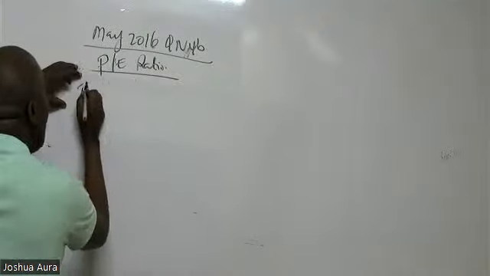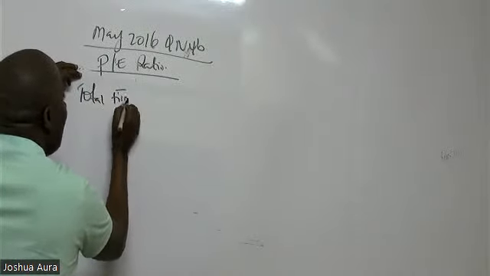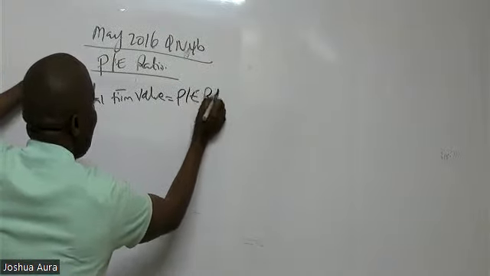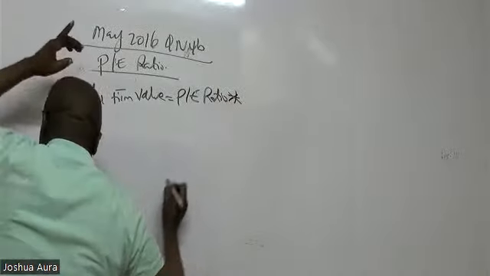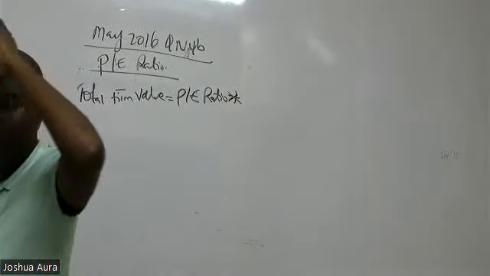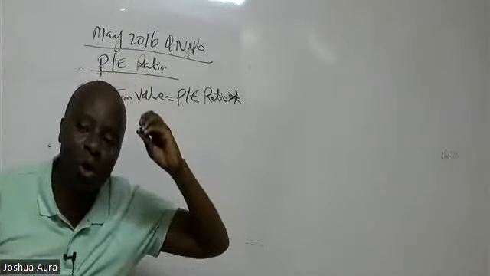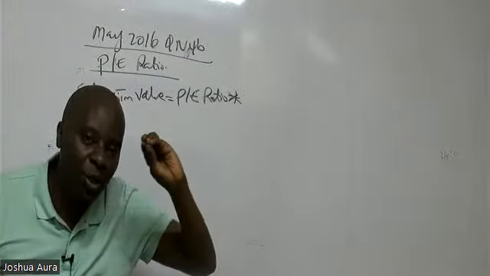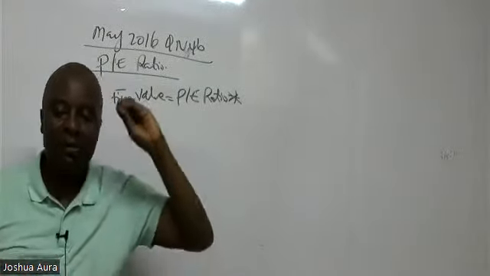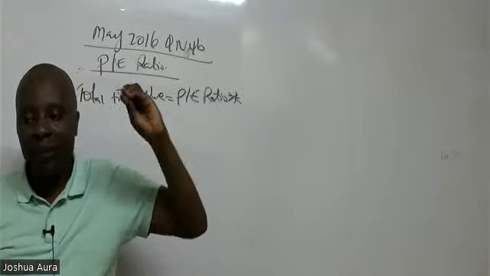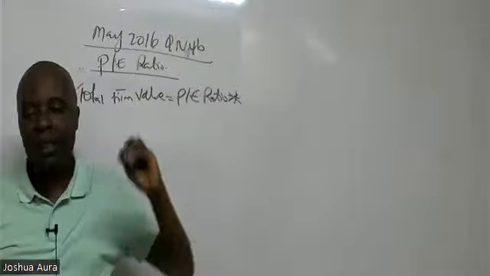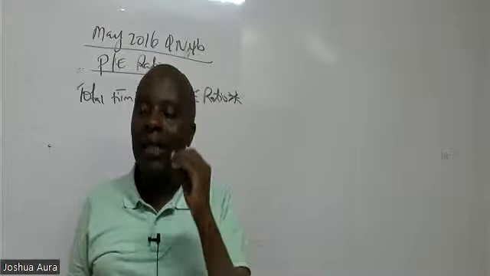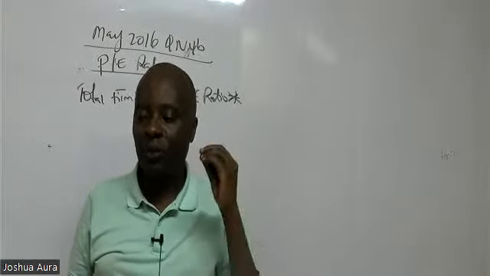We say the total firm value equals the PE ratio given times something. Somebody who is able to recall this? Anytime they want us to give them the total value of any organization using the PE ratio, I will take the PE ratio times something. What is this times something? Is there somebody who is able to remember? Times earnings of the firm.